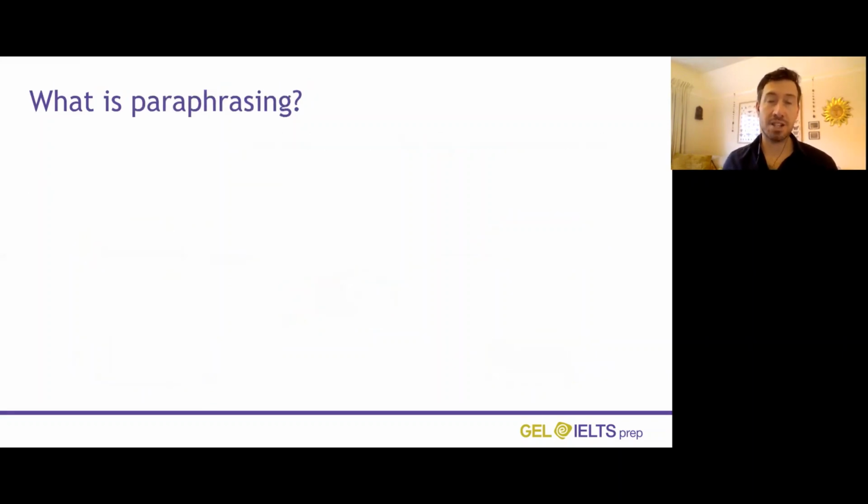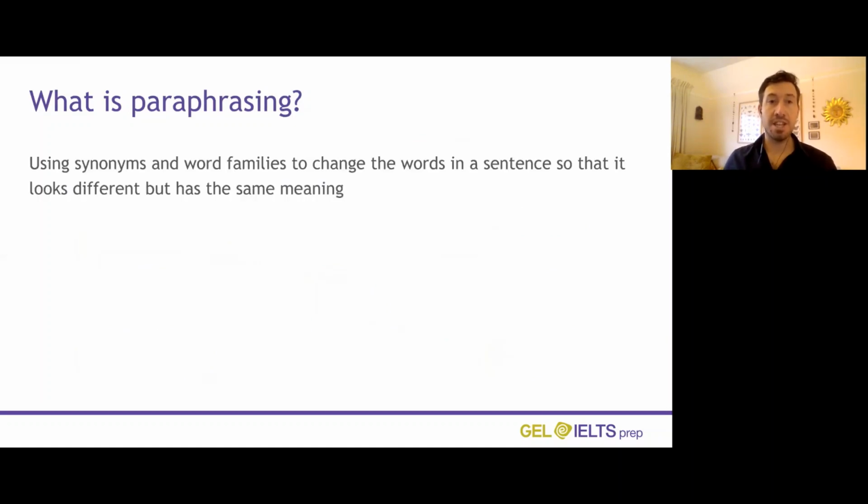So let's come back to what paraphrasing is then. Well, paraphrasing is using synonyms that we just looked at and word families that we just looked at to change the words in a sentence so that it looks different but has the same meaning. So where you're taking one sentence, you're changing the words, but you are not changing the meaning. That's what we mean by paraphrasing.